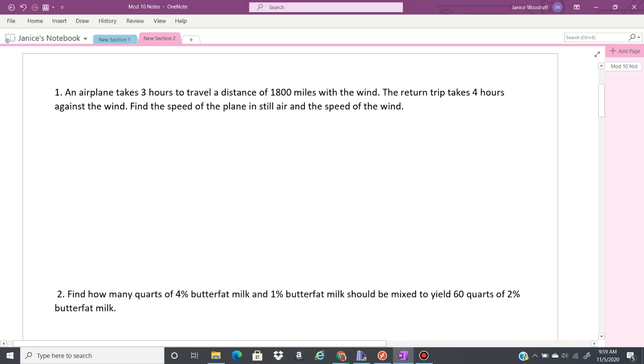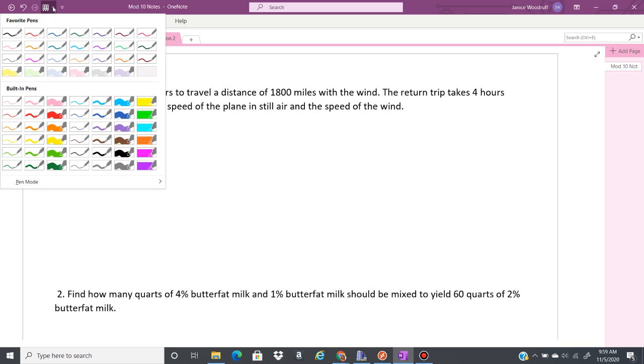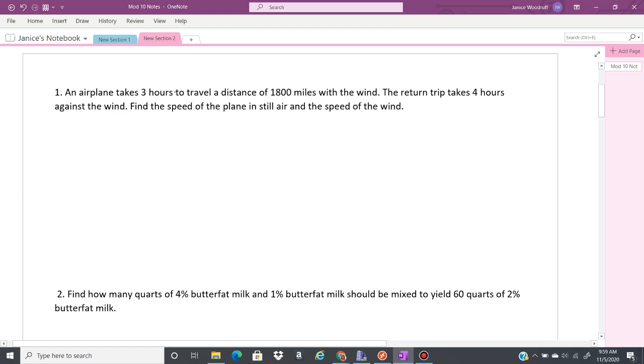Okay, Professor Woodruff here. We are going to take a look at Module 10, where we are first starting with systems of linear equations with word problems.